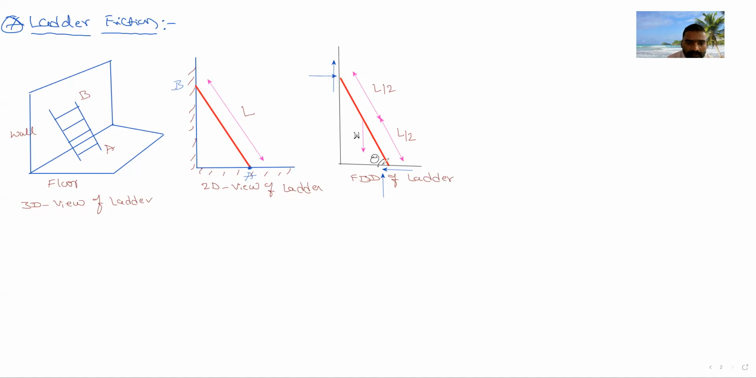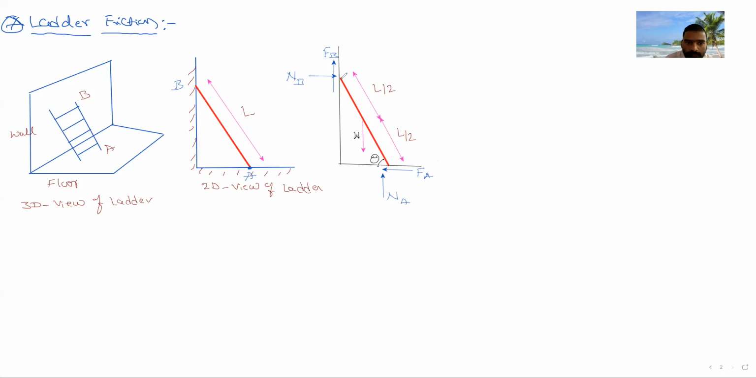I will take this frictional force as FA. Wait, I will erase this one. This is frictional force FA, this is normal reaction NA, this is normal reaction NB, and this is frictional force FB. Are you getting why I have taken the direction like this? The point A is moving away from the wall, that's why friction is opposite, and the normal reaction is exactly perpendicular to the contact surface.